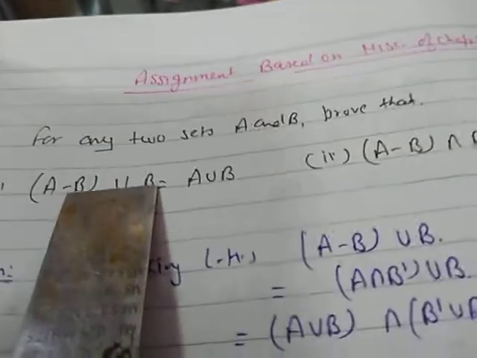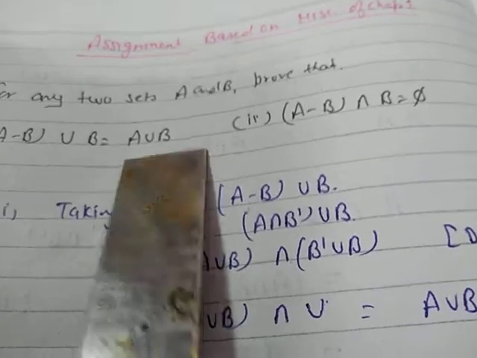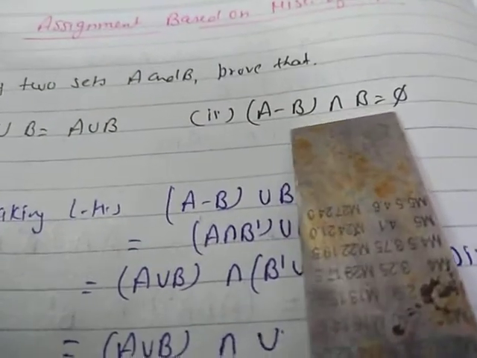Okay. Now come to assignment number 7, based on miscellaneous questions. Question number 1 is, for any two sets A and B, prove that (A minus B) union B is equal to A union B, and (A minus B) intersection B is equal to phi.